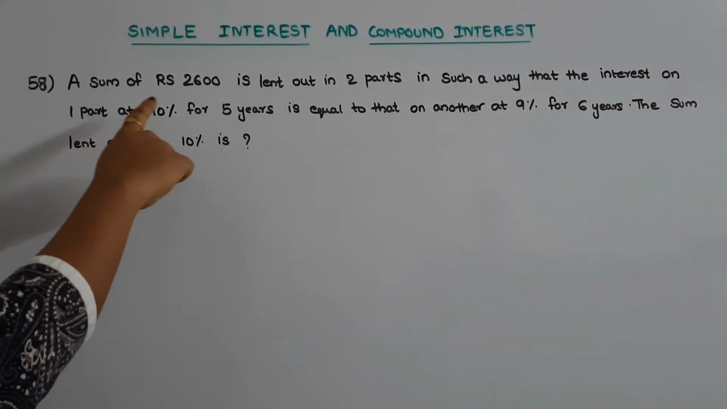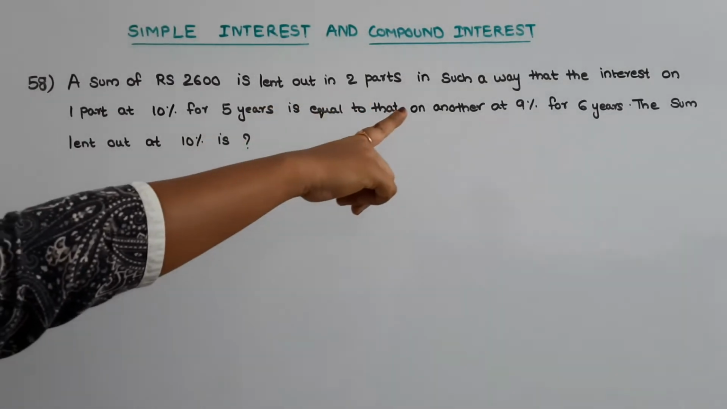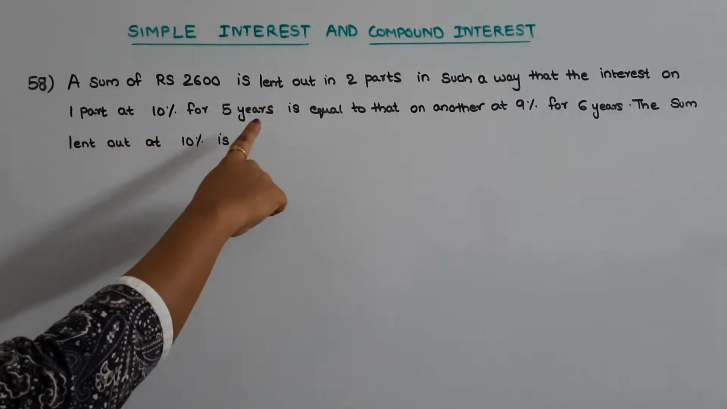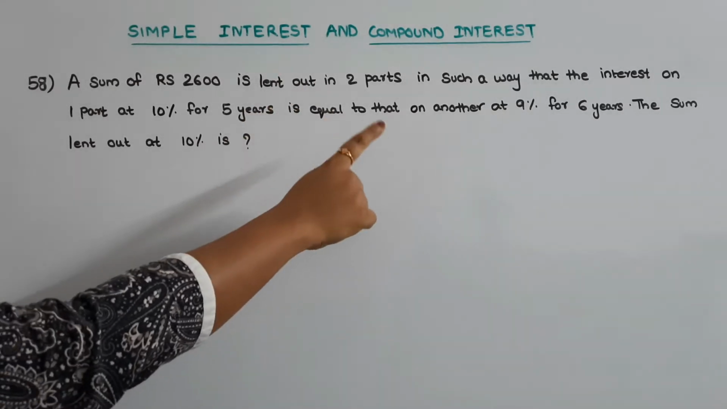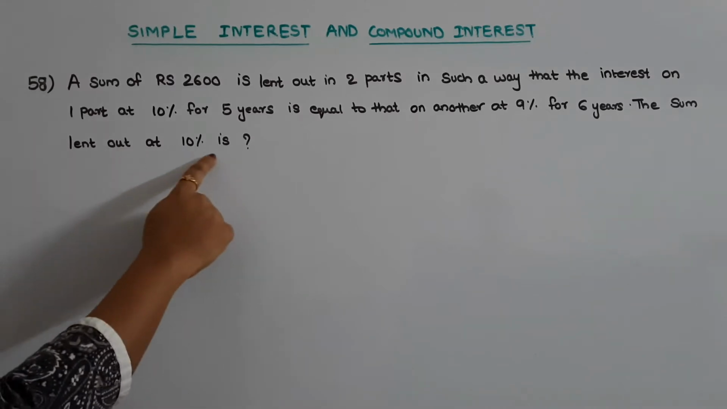The 58th question is: a sum of rupees 2600 is lent out in two parts in such a way that the interest on the first part at 10% for 5 years is equal to that on the other at 9% for 6 years. The sum lent out at 10% is?